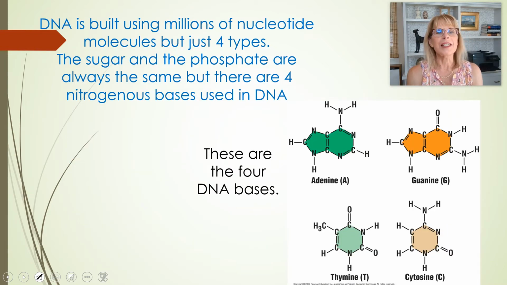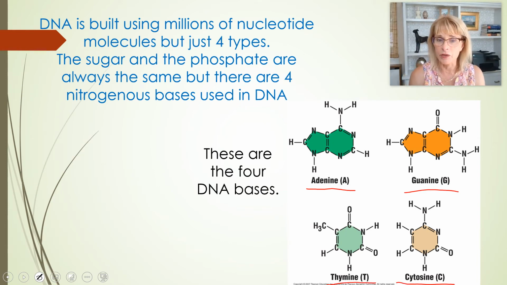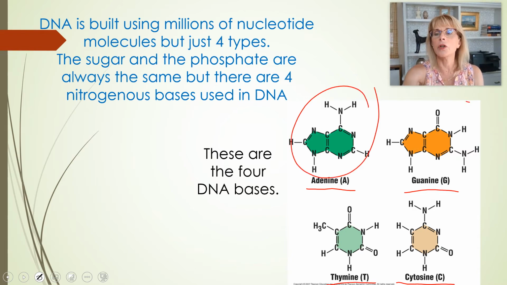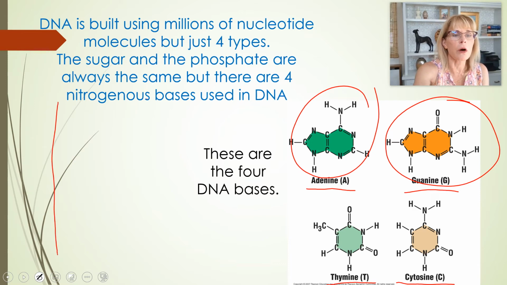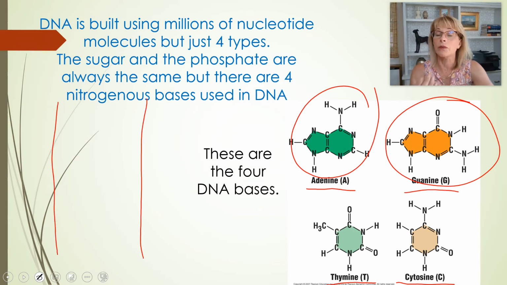Okay, so DNA is built using literally millions of nucleotide molecules, but just 4 types of them. Some of them have an adenine as their nitrogenous base, some of them have a guanine, some of them have a thymine, and some of them have a cytosine. Those are the 4 bases. Now, I'd like you to notice that the adenine and the guanine are big molecules, whereas the thymine and the cytosine are small molecules. So here are going to be the backbones of our DNA.